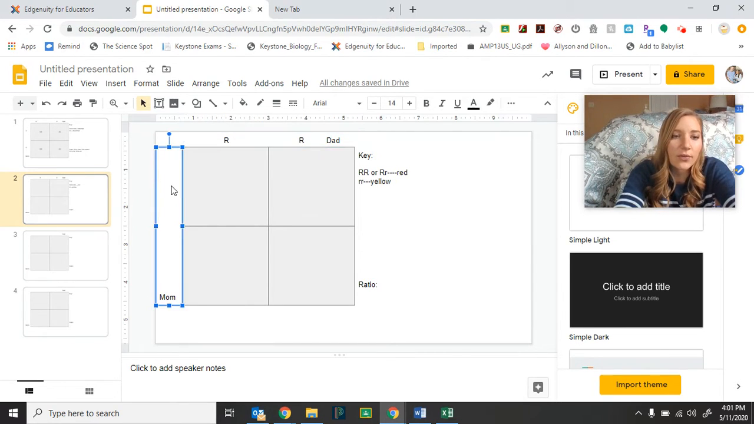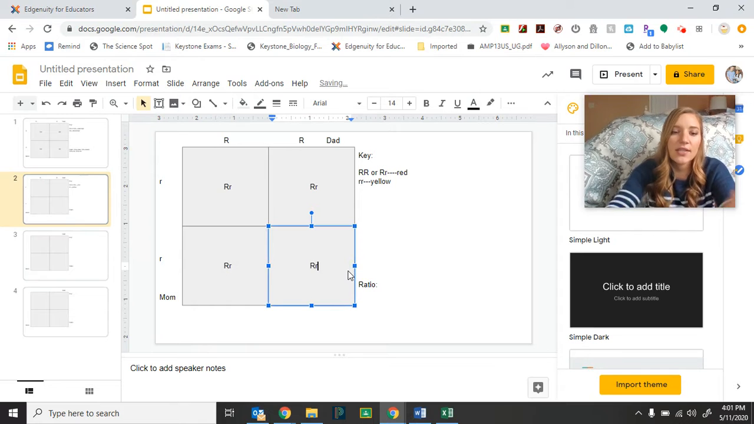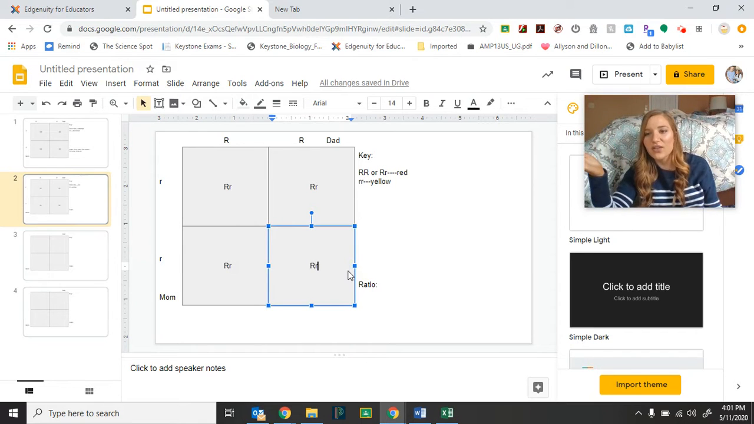With a yellow fruit, well, look at my key. The only way to get a yellow fruit is little r, little r. Super. Now you do the cross. Top, side, top, and the side, and the top, and the side. You see how I did the big letter first the whole time?